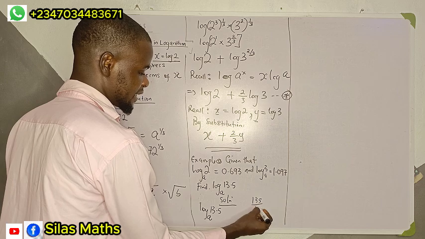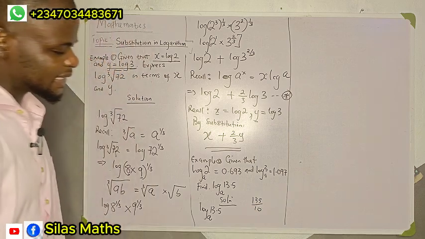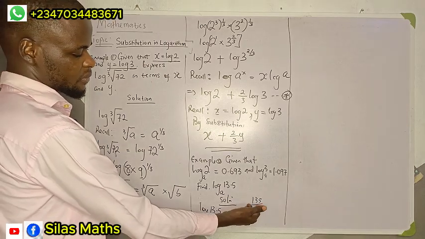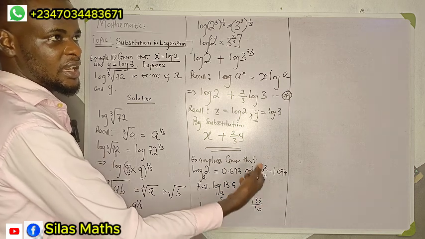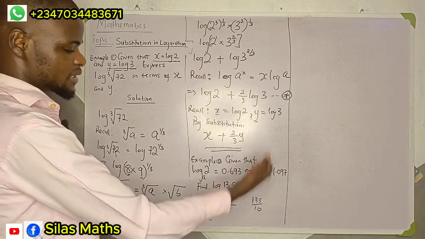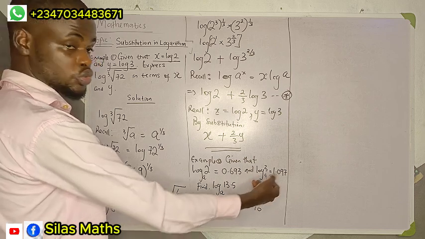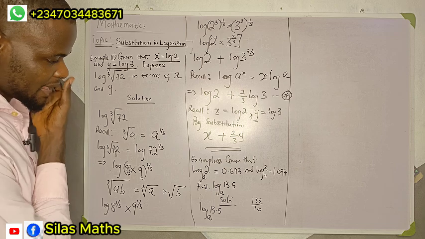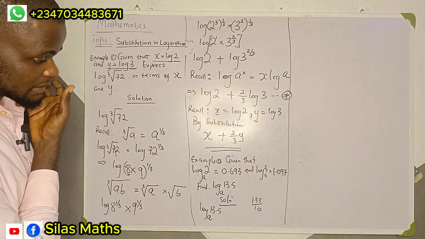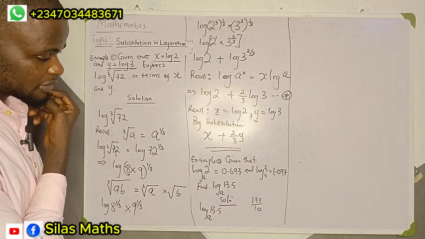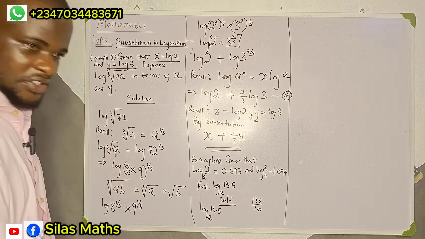135 divided by 10. But the question is, can I get multiples of 3 and 2? Can I get 2 log 2 from this number? Is it possible for me to do that? We may end up, if I reduce this further, what am I going to get? Let's just check it out.